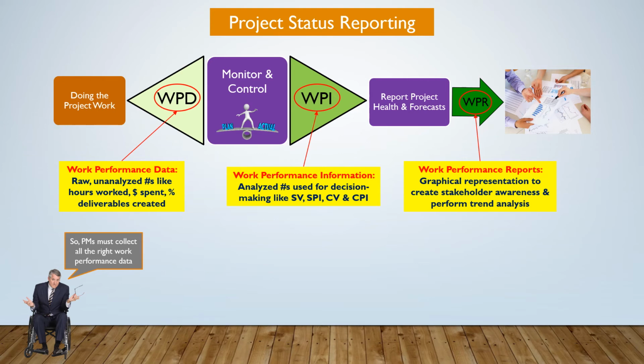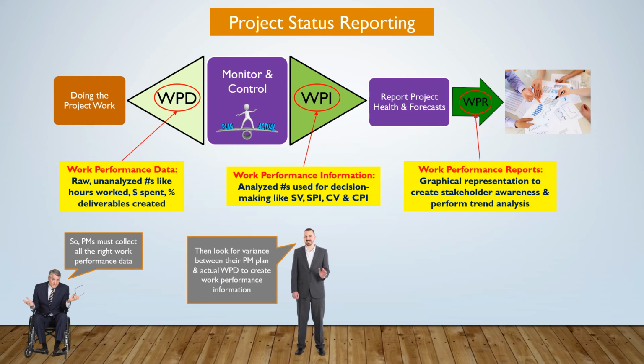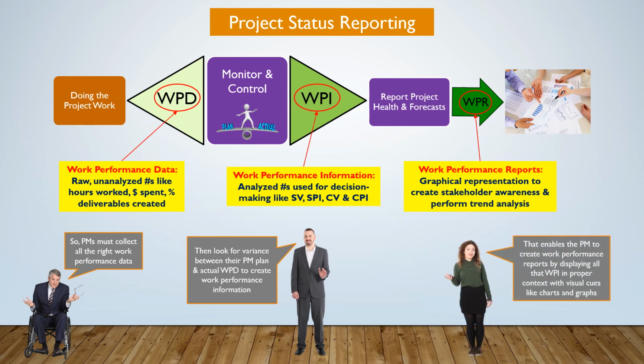If you're not collecting the right work performance data, then your reports will never be accurate. After you have the data, then look for variance between the project management plan and actual WPD to create work performance information. That enables the PM to create work performance reports by displaying all that WPI in the proper context with visual cues like charts and graphs.